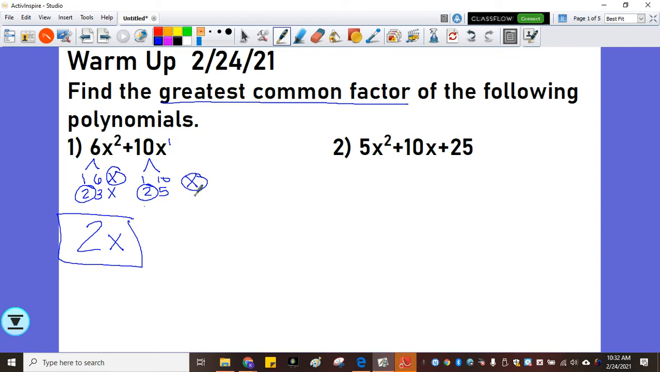And this didn't ask to factor it. That's what we're going to practice again today. So if you went ahead and factored it, that's great. But if you didn't, then that's all it asked. It didn't say to factor using that.